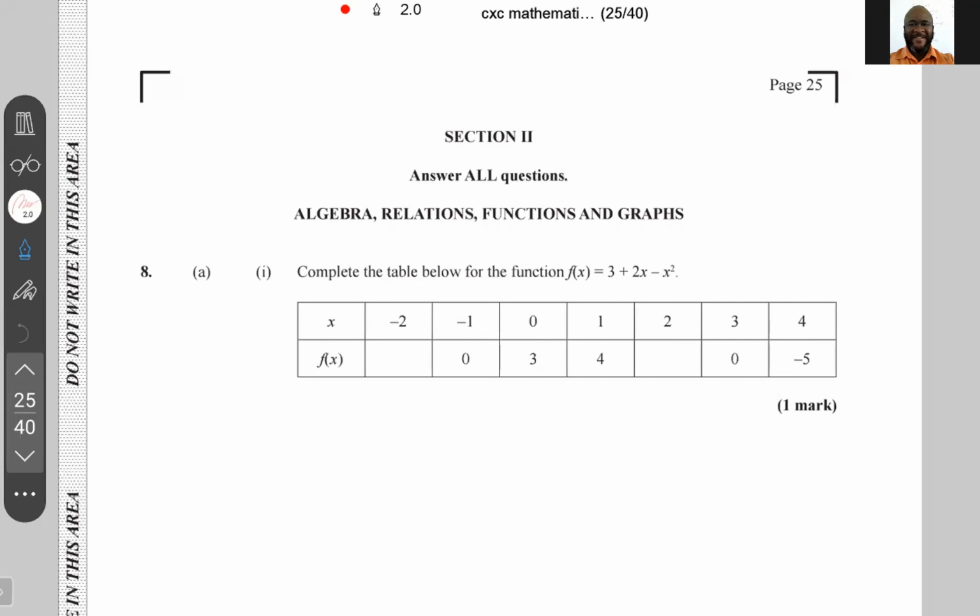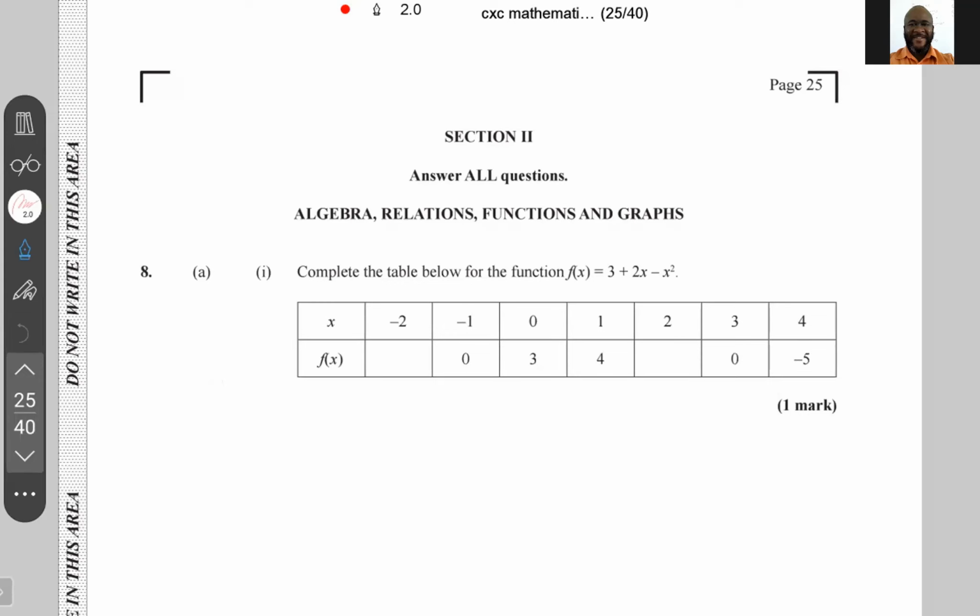All right, so January 2019, we're doing question number 8. It says, complete the table below for the function f of x is equal to 3 plus 2x minus x squared. To complete this, this is a table of values, and in this table we have several values of x, and we have 2 missing values of f of x.